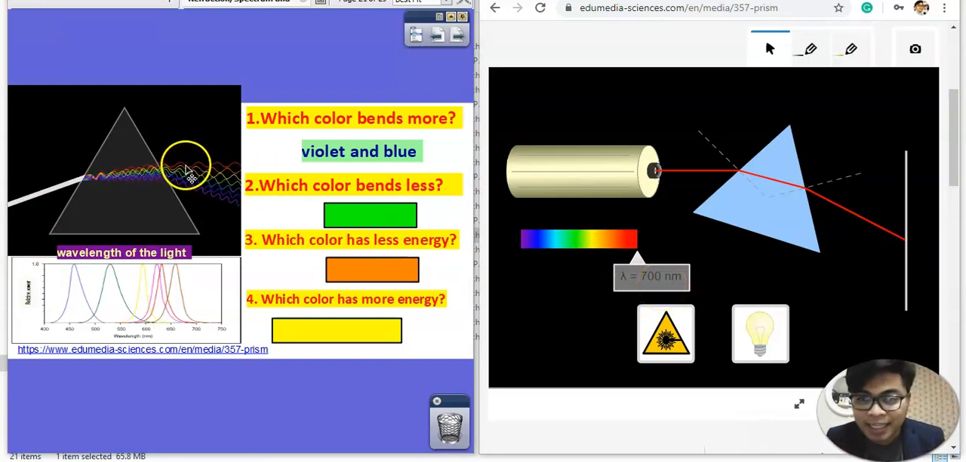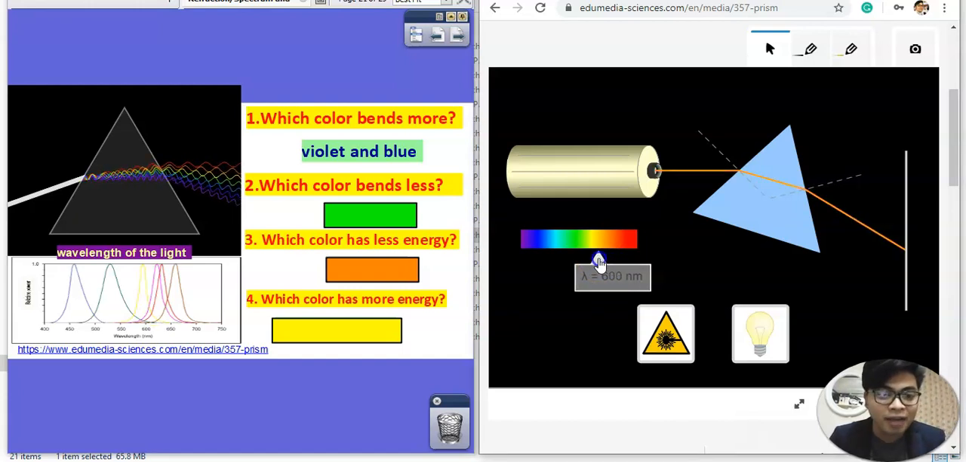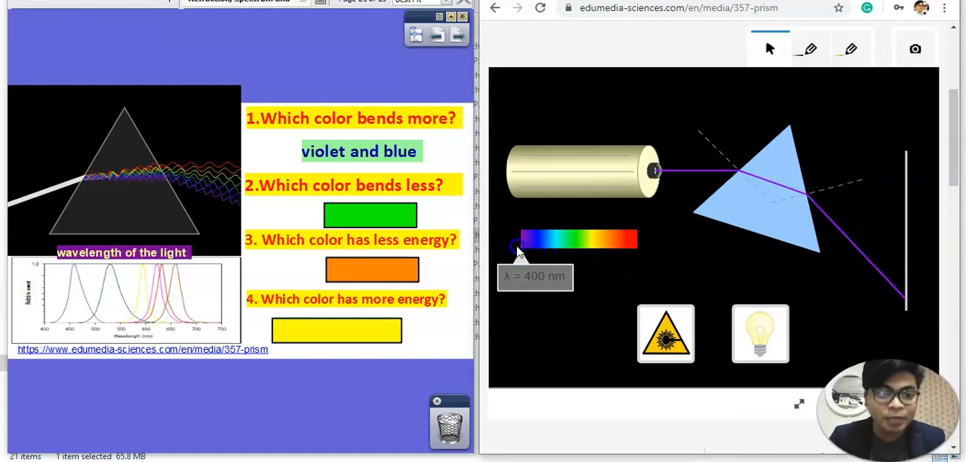Here you can see that light travels in waves. The length from one wave to the next, we call the wavelength. Look here, this one is the color red. This is the symbol for wavelength, it's lambda. Red has a wavelength of 700 nanometers. Let's compare it with violet, which has a wavelength of 400 nanometers.